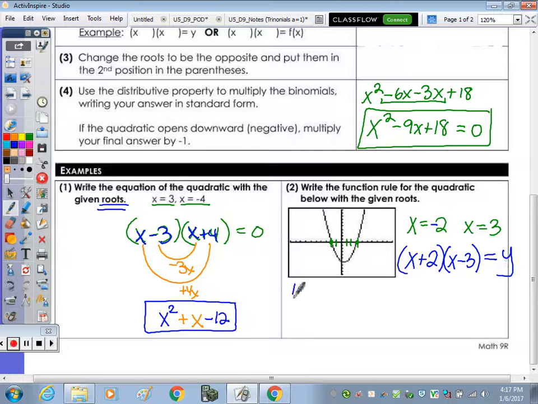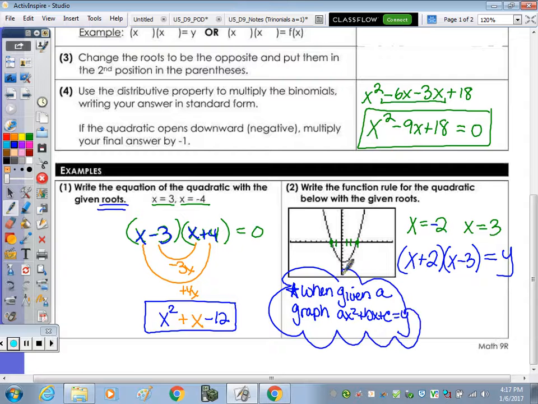So if you want to make a note, when given a graph, ax squared plus bx plus c is equal to y. Only when you're given the roots is it going to be equal to 0.